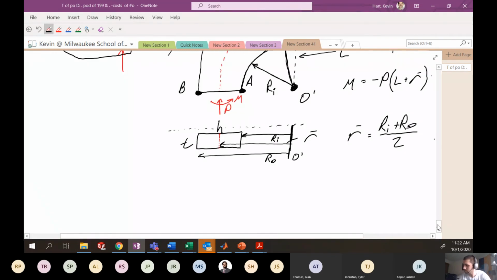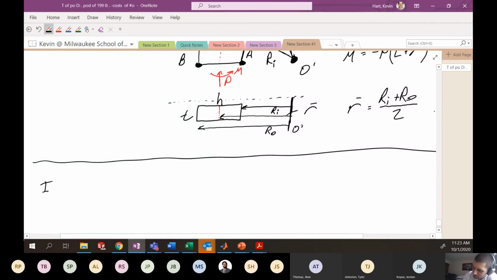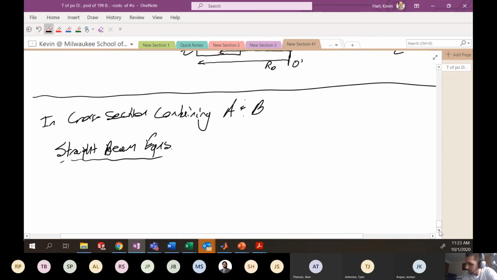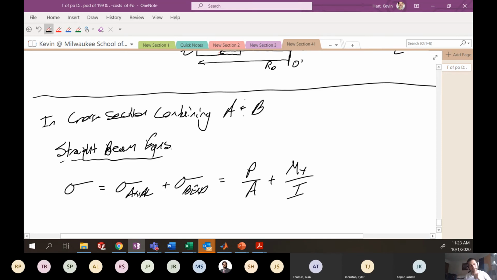Okay, we're ready. All right, in this cross section containing A and B, if you were to go about your standard business and use the straight beam equations, incorrectly I would add, you would have something like the stress in this cross section is a combination of the axial stress plus the bending stress, which for us would be something like P on A plus My over I.